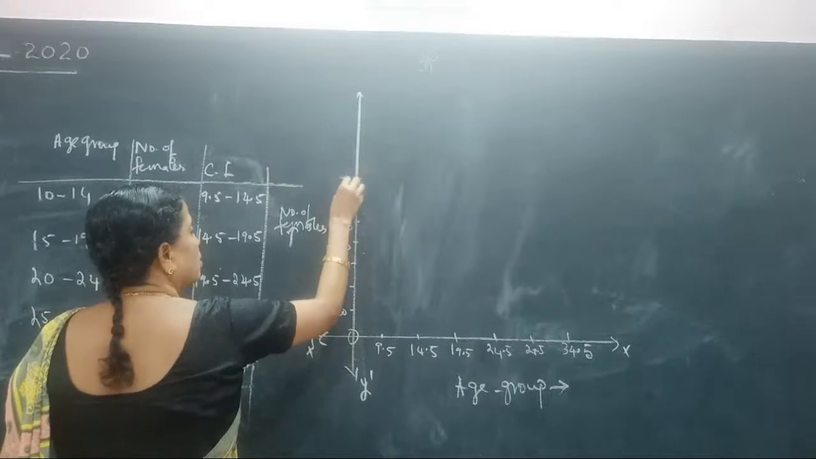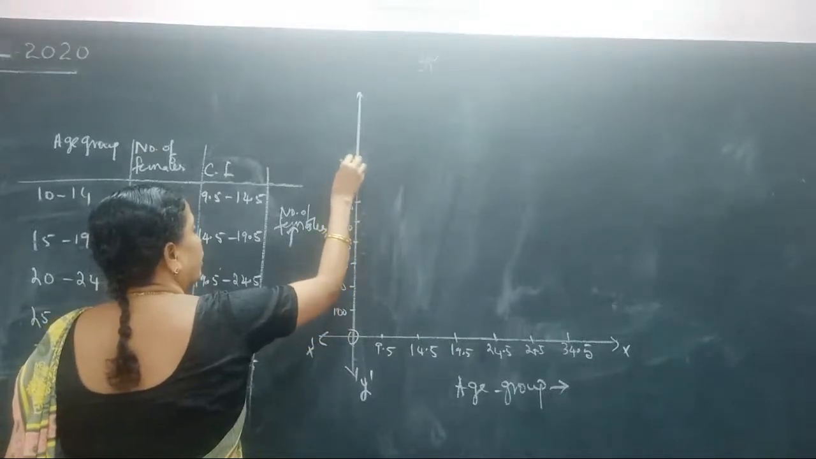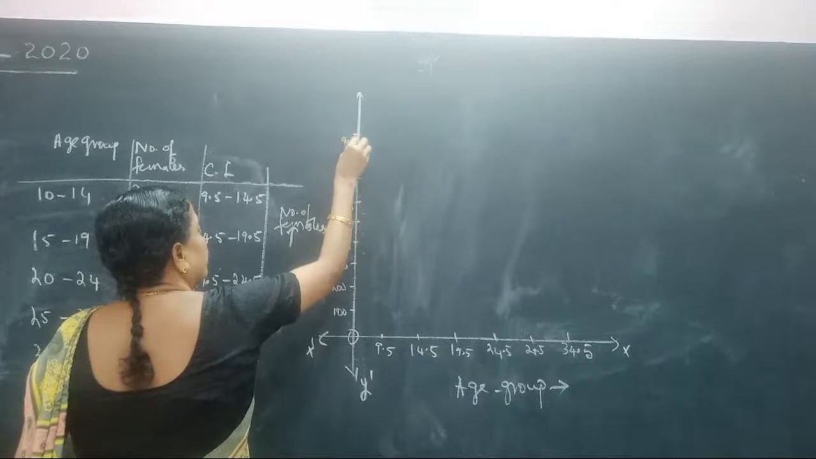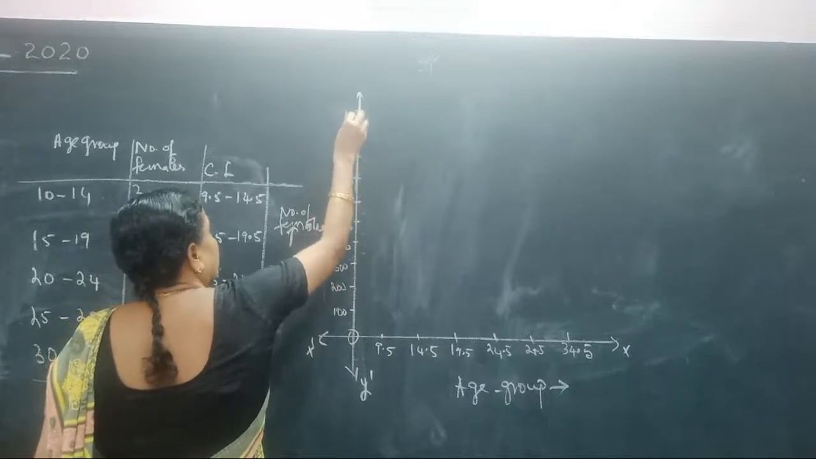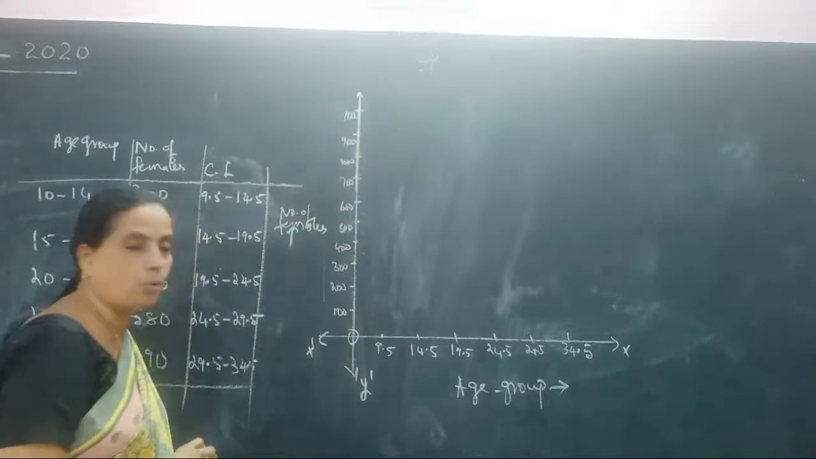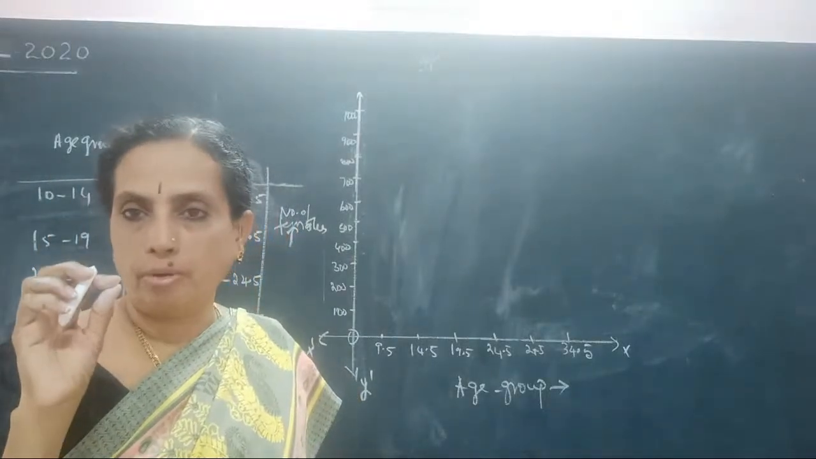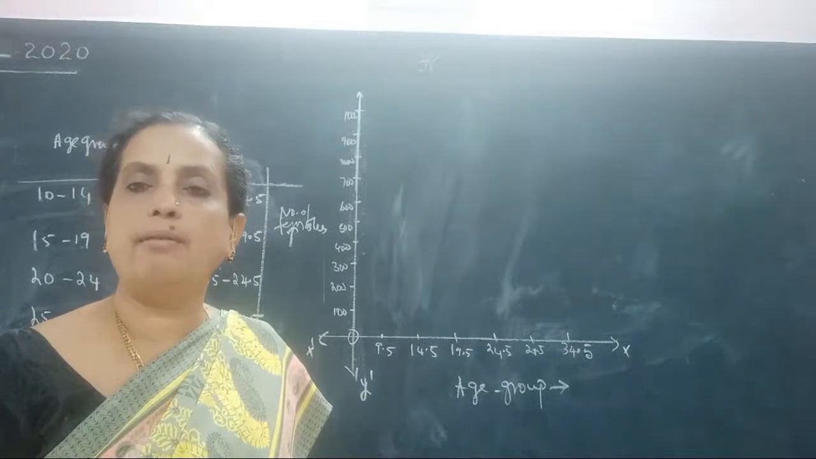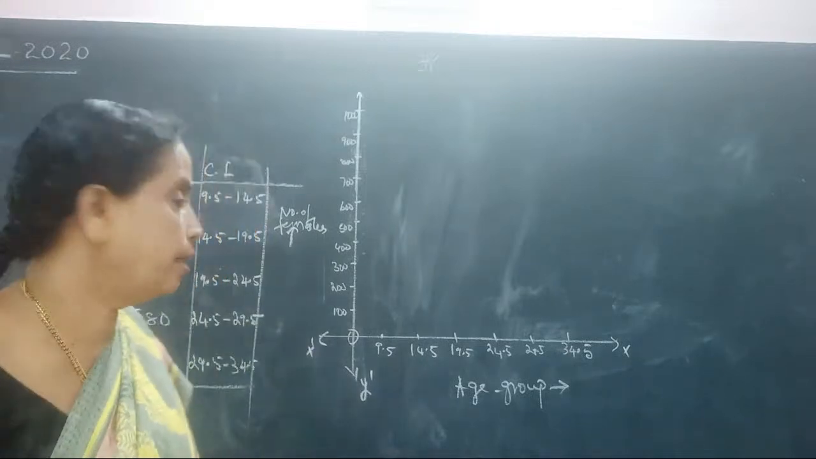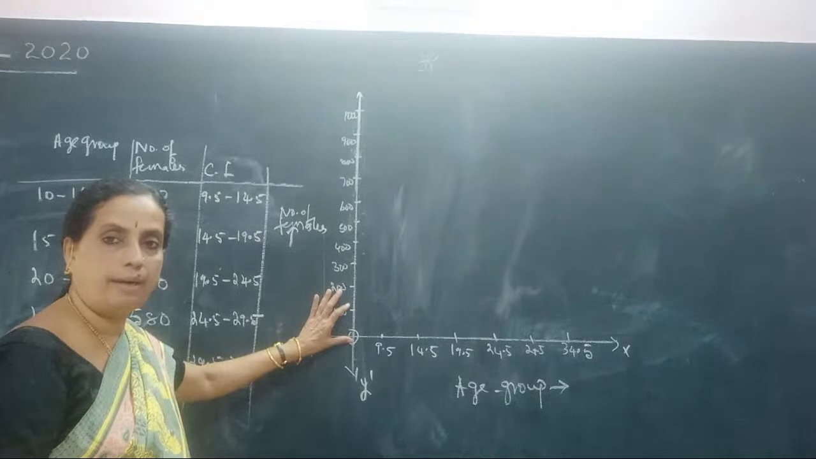600, 700, 800, 900, 1000. Each unit has 10 divisions, so 1 division represents 10 females. Like that, 10 divisions, 100 females.